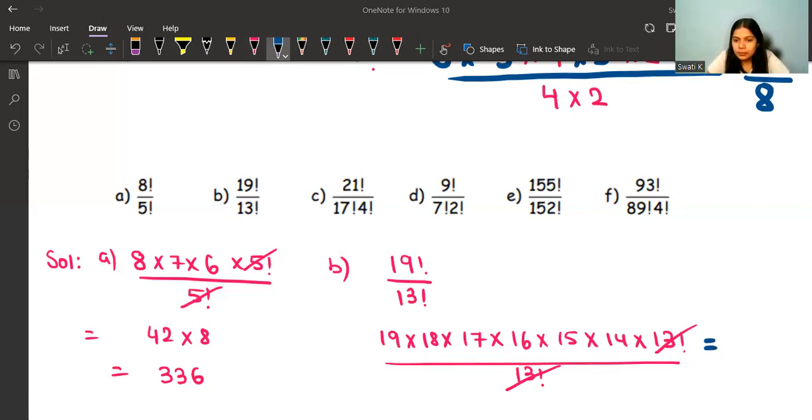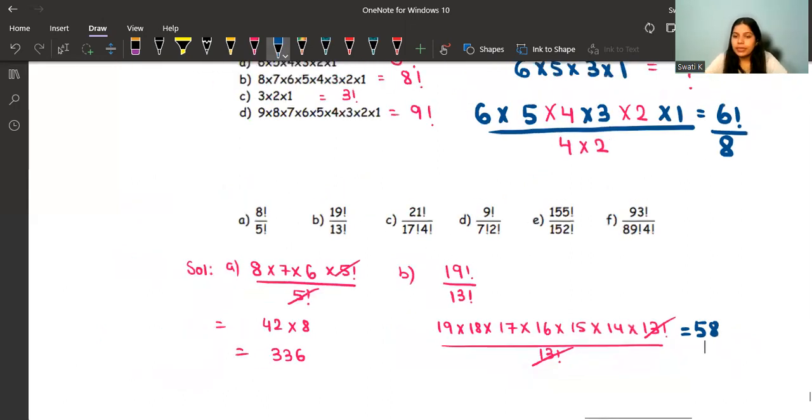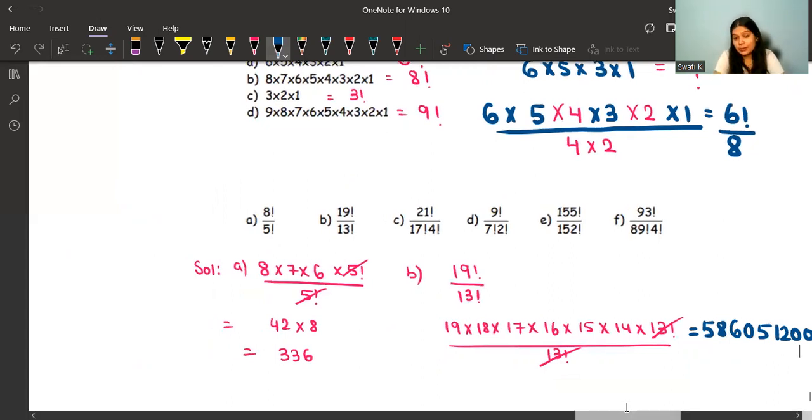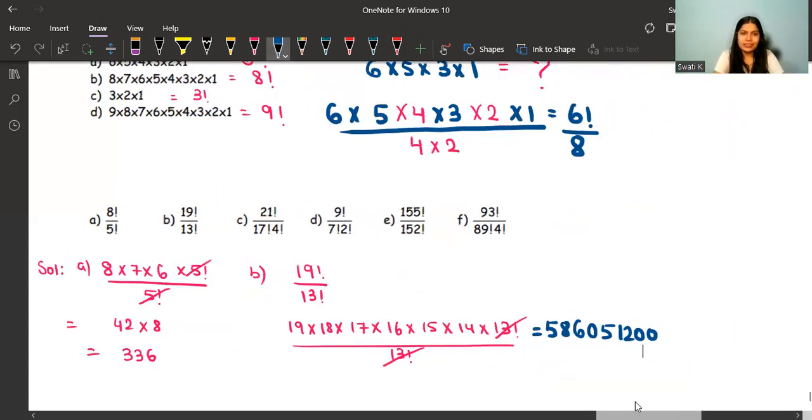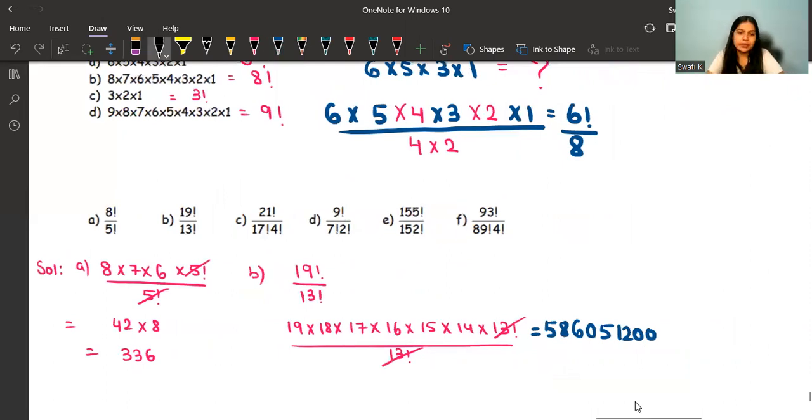So 19 into 18 into 17 into 16 into 15 into 14, the answer will be 5,8,7,5,8,6,0,5,1,2,0,0. This is the answer. What I can suggest you here is you don't do the multiplication when you are in your exams or somewhere, because of course that is not worth it. You can just write down that the answer is 19 into 18 into 17 into 16 till 14. That is it.